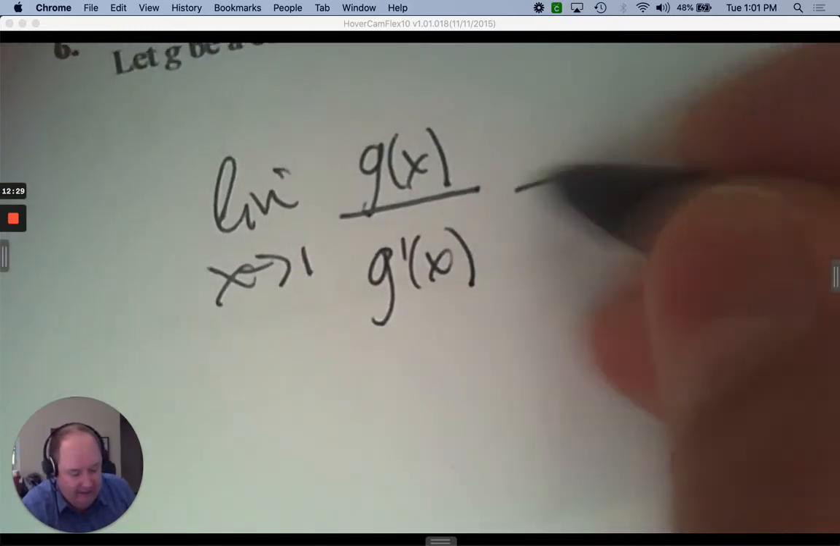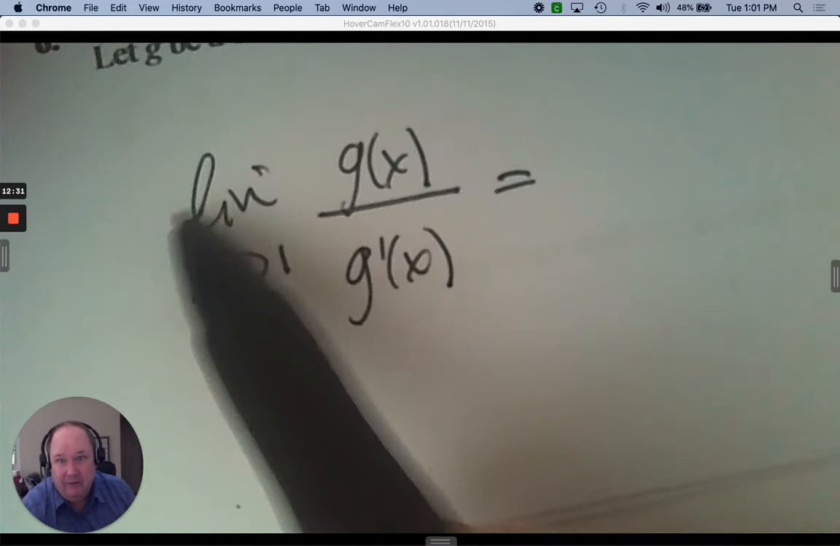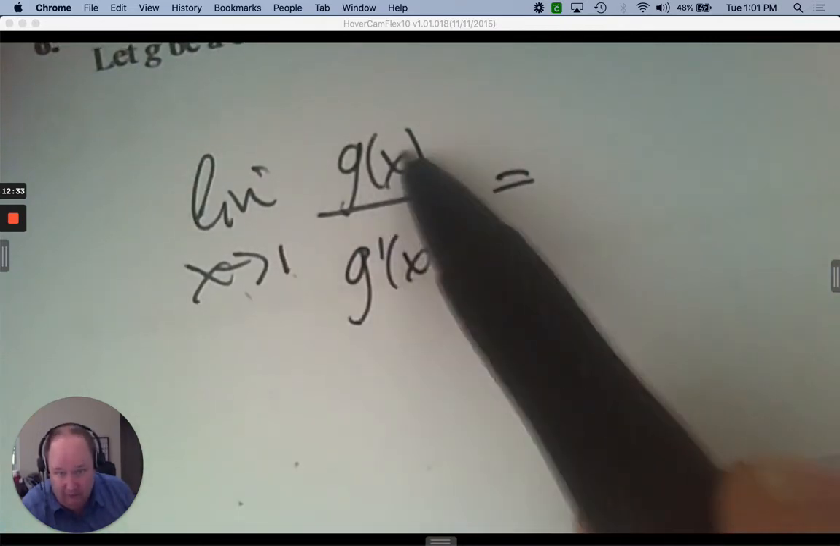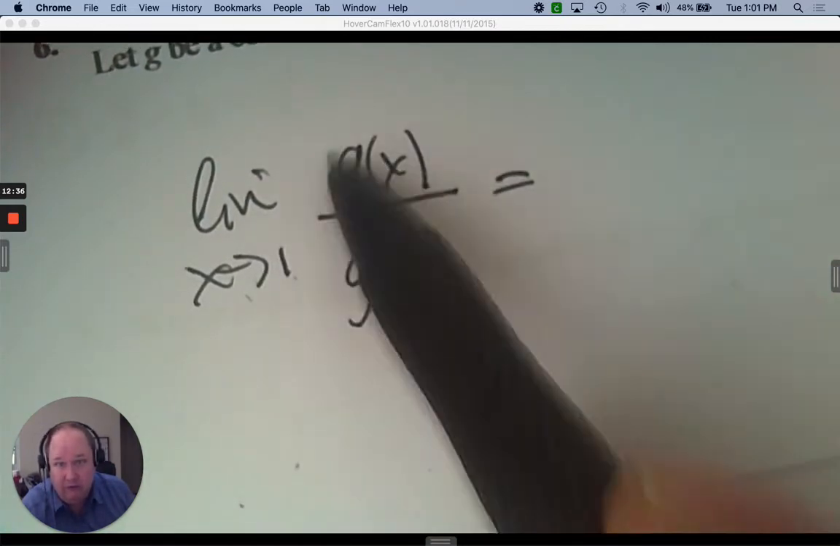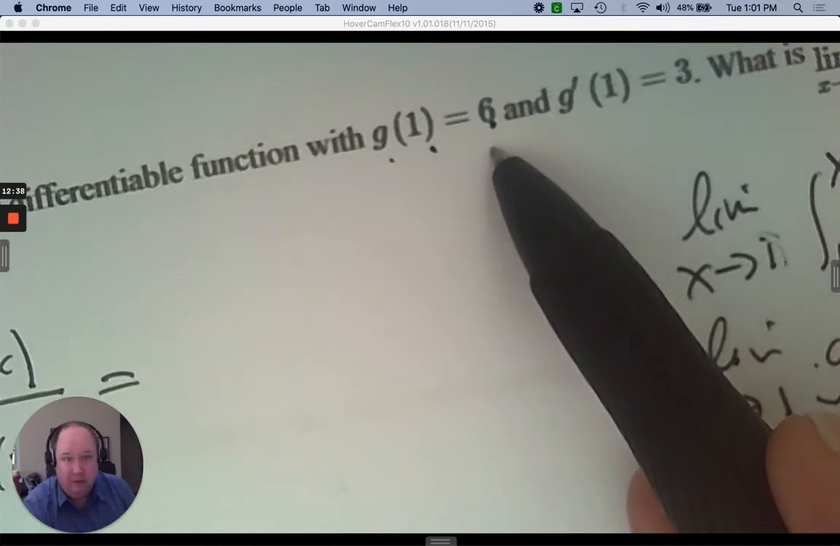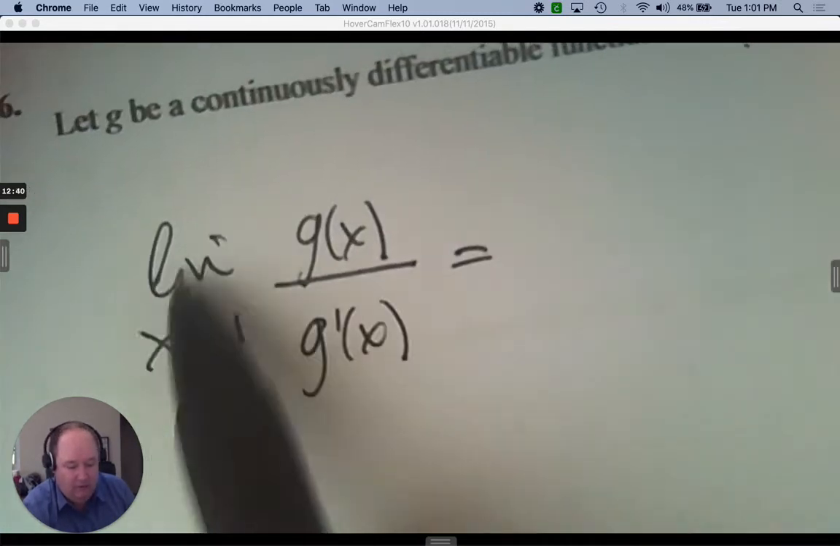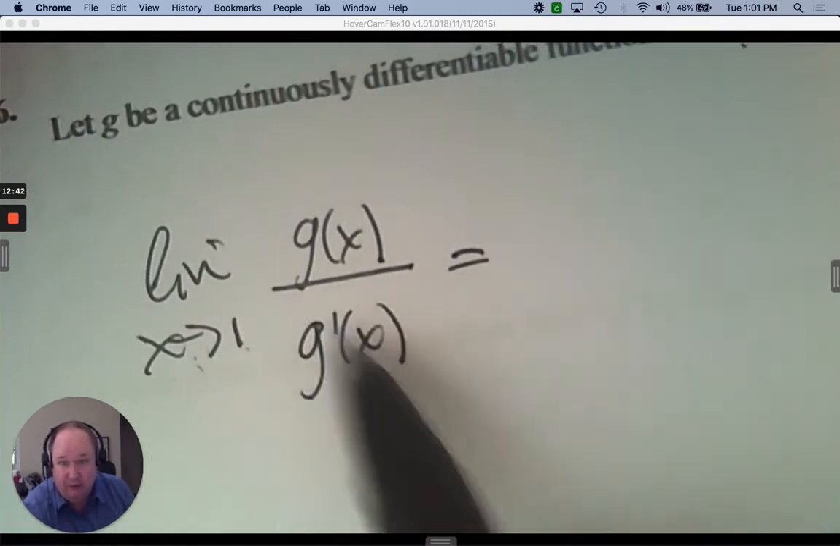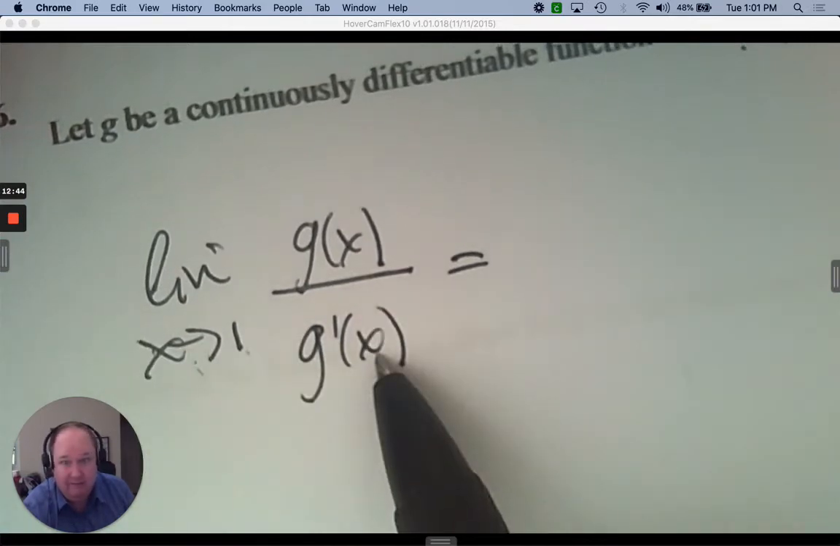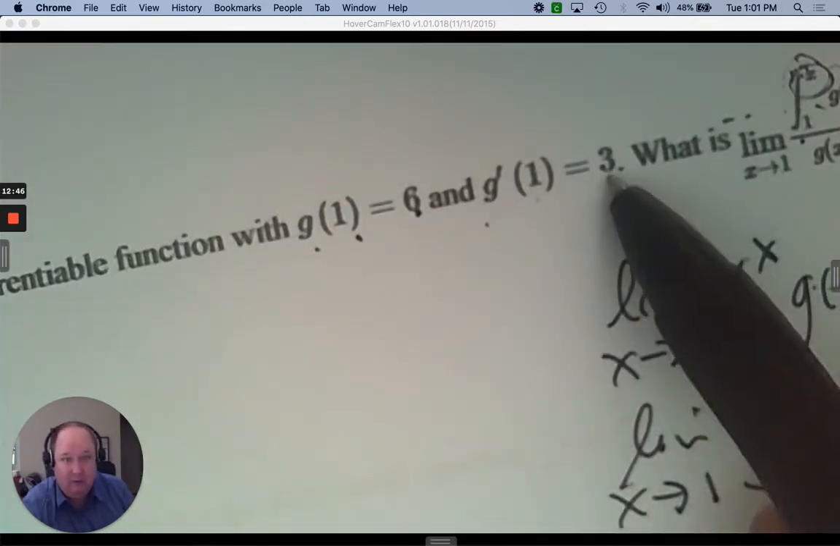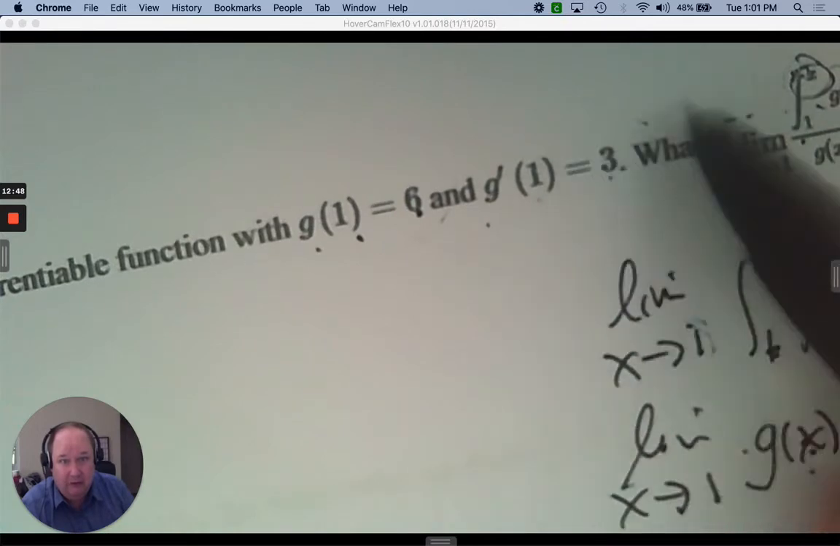And then it says, what's the limit as x approaches 1 of g at x? Just substitute in. What does g at 1 equal? There's your numerator. And then what's the limit as x approaches 1 of this? G prime at x. Well, just plug 1 in. And what does g prime at 1 equal? So you have your numerator and your denominator. You simplify it and then find the answer.